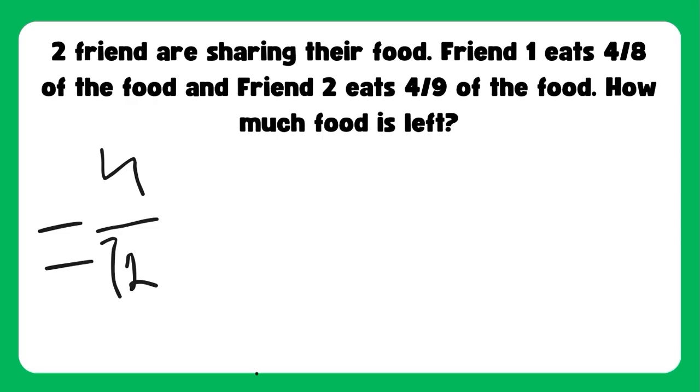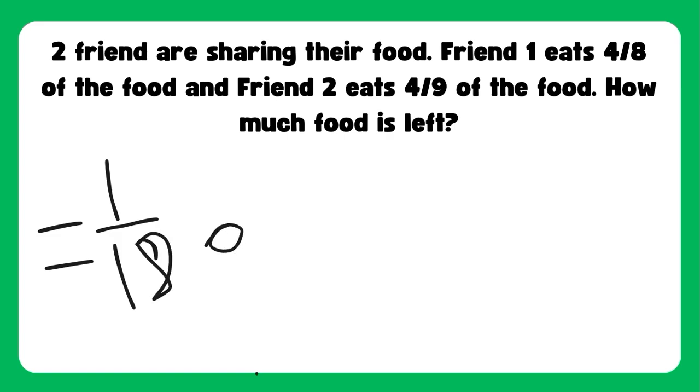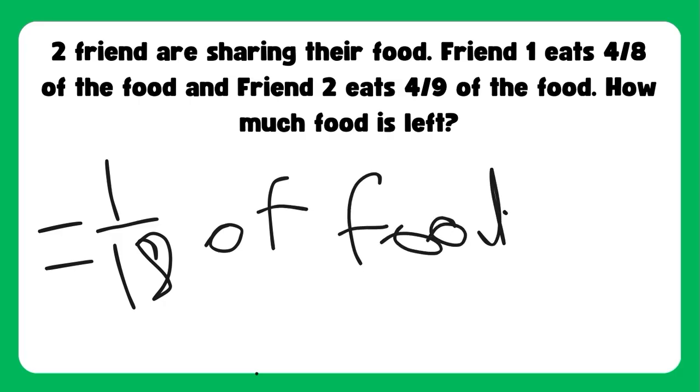But we can't just leave yet. We have to simplify this. We can divide both sides by 4. 4 divided by 4 is 1 and 72 divided by 4 is 18. So 1/18 of the food is left. And that's our final answer. 1/18 of food is left.